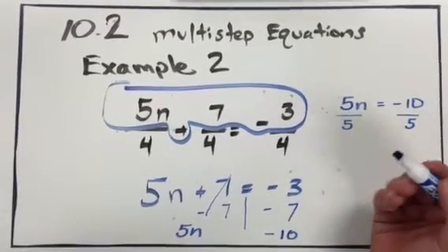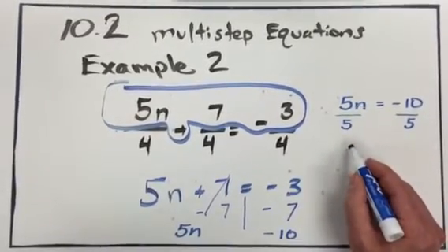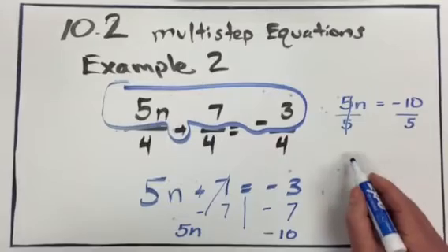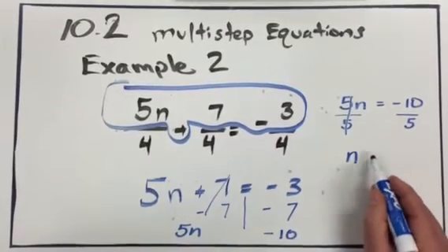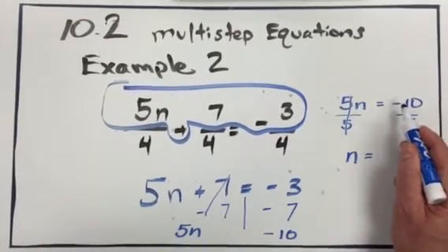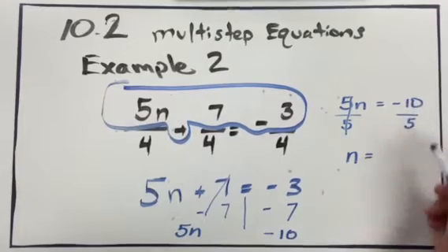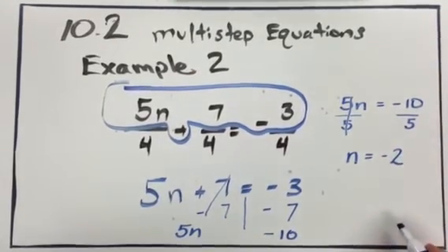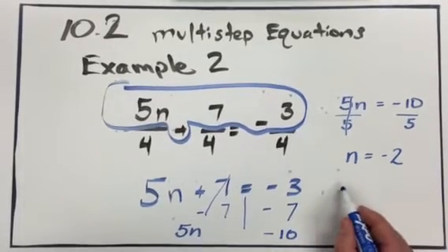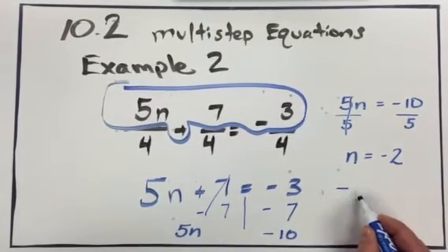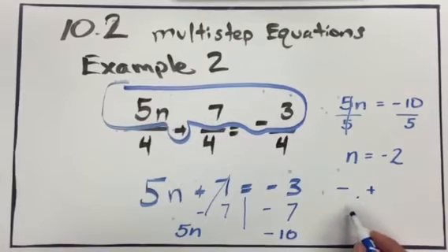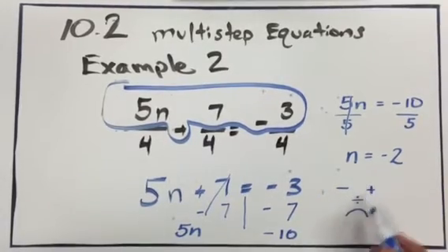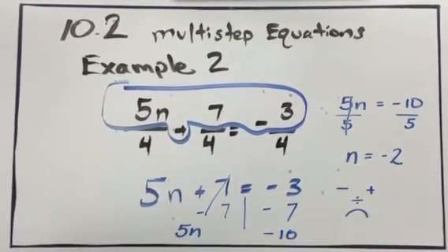5 divided by 5 gives us 1, 1n. Or you could say that they cancel each other out, and we're left with n. On this side here, we have negative 10 divided by 5, which would give us a negative 2. Remember that a negative times a positive is going to give us a negative. And this also works for division. So a negative divided by a positive will also give us a negative answer.